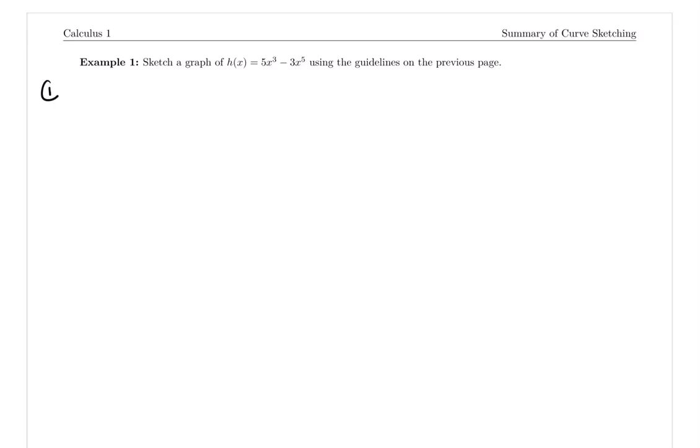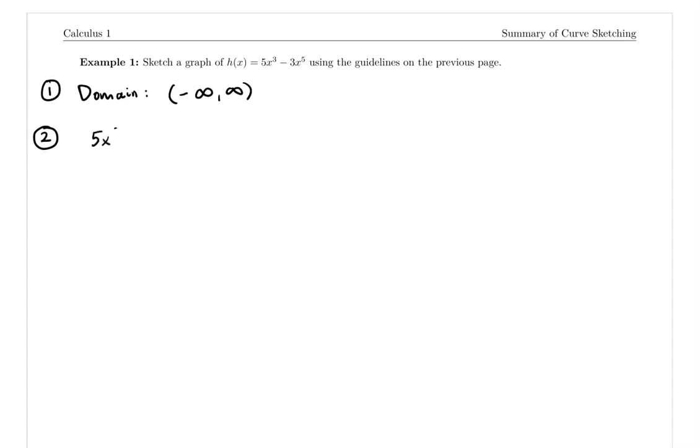Alright, for step 1, we want to find the domain of our given function, and this is a polynomial, and unless we restrict it, the domain of a polynomial is always going to be all real numbers. Okay, so moving on to step 2, we want to search for any x or y intercepts.